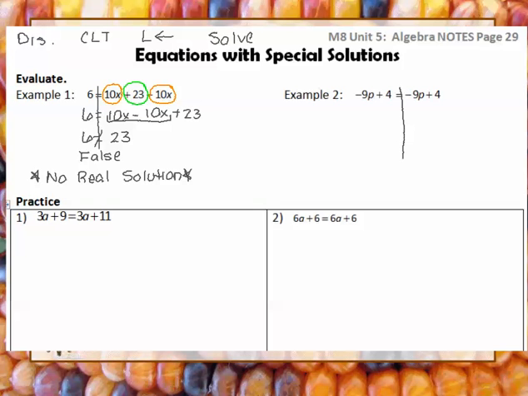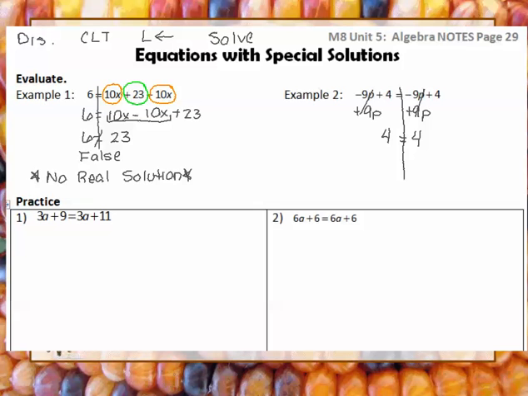Now if we look at the second example, do I have any distributive property? No. Do I have any combining like terms on either side of that equal sign? No. Do I have any letters that need to be moved to the left? And I do. I have this negative 9p right here. So I'm going to add 9p to both sides to move it. And when I do that, negative 9p plus 9p cancels and makes 0. So I'm actually left with 4 is equal to 4.